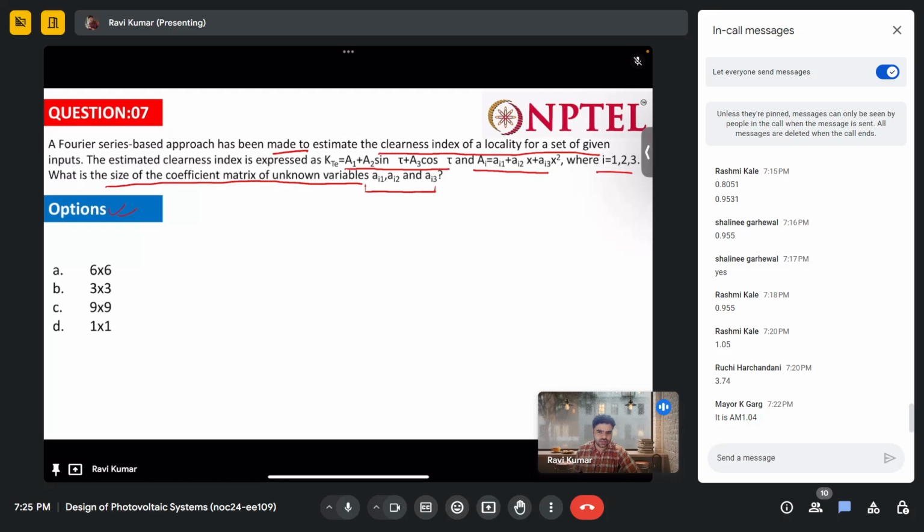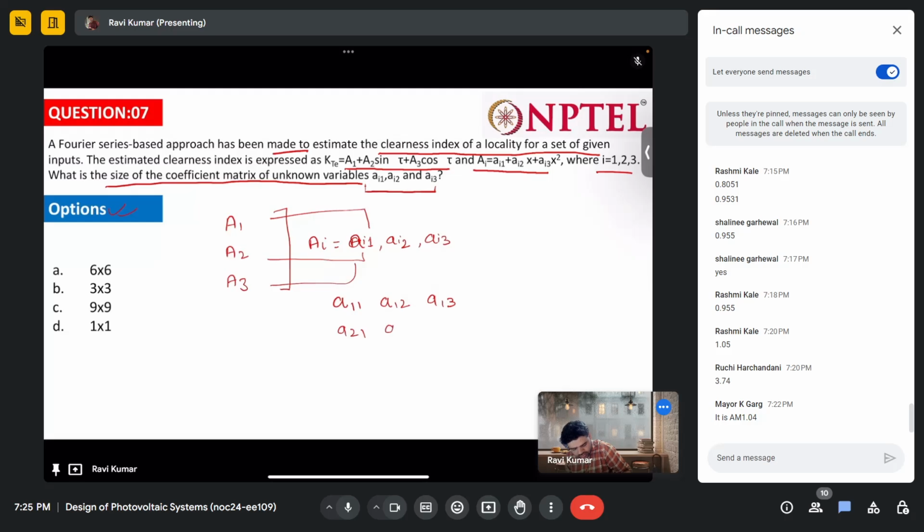I'm not understanding what is stuck in this question. It is saying A1, A2, A3, and corresponding to Ai, let's say it is having Ai1, Ai2, Ai3. So it will be like this. For all three, it will be A11, A12, A13. Then A21, A22, A23. Then A31, A32, A33.